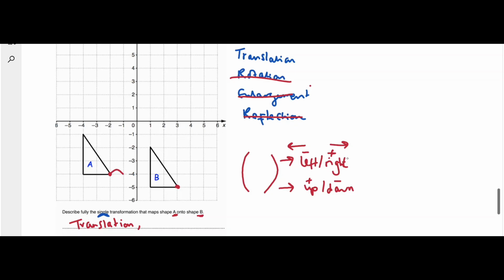So I can go 1, 2, 3, 4, 5, right. So that's going to be a positive 5, because right is positive, and right and left are at the top. And then I have gone 1 down. So down is negative. I've gone 1 down. And that's it. So that's what I would put to get my second mark.